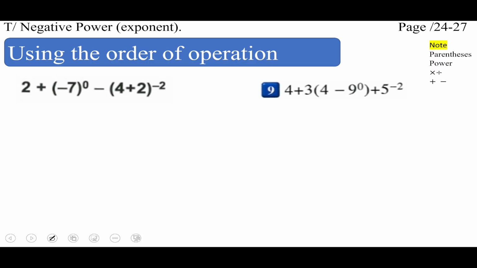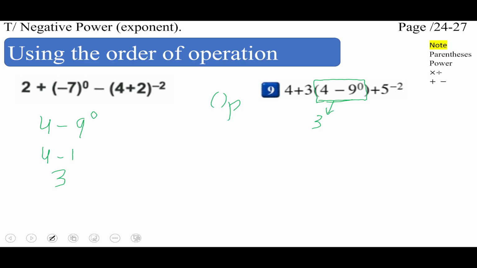And the second one, PEMDAS again. P, brackets. There's a bracket in here. We need to focus on the brackets. Let's solve it in here: 4 minus 9 to the power of 0. Just focus on the brackets. 9 to the power of 0 is going to be 1. So 4 minus 1 is going to be 3. So the whole bracket is going to be 3 in here.